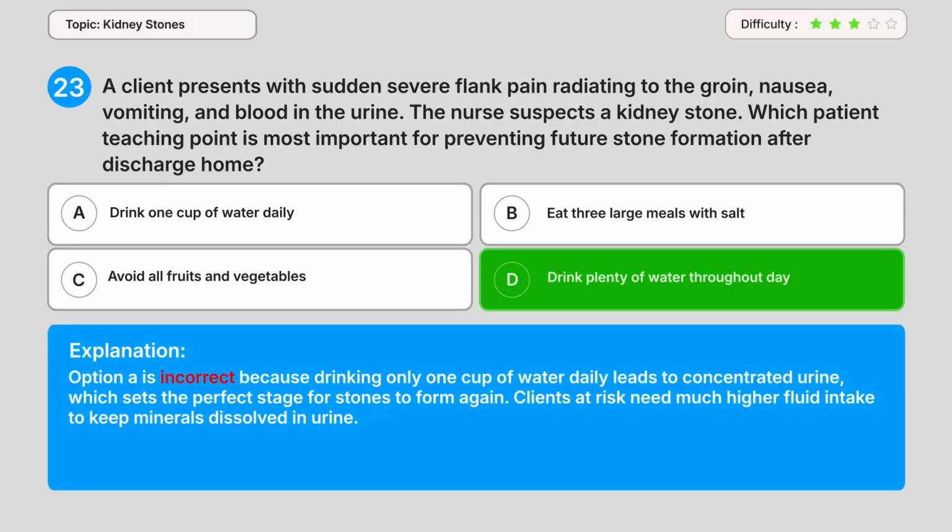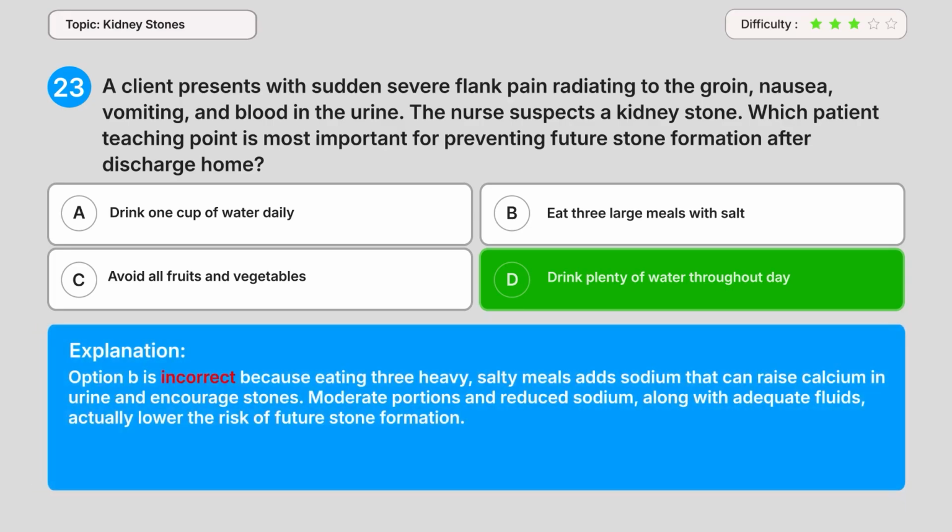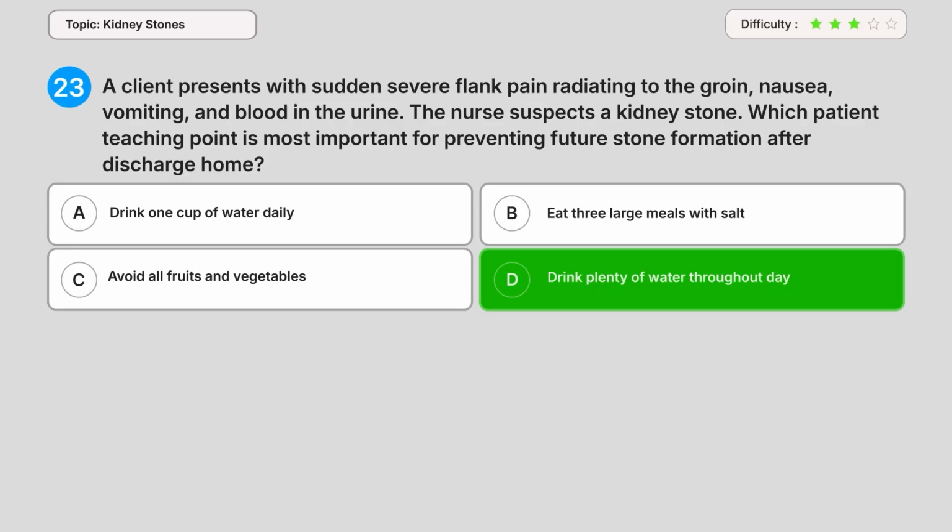Option A is incorrect because drinking only 1 cup of water daily leads to concentrated urine, which sets the perfect stage for stones to form again. Clients at risk need much higher fluid intake to keep minerals dissolved in urine. Option B is incorrect because eating 3 heavy, salty meals adds sodium that can raise calcium in urine and encourage stones. Moderate portions and reduced sodium, along with adequate fluids, actually lower the risk of future stone formation.